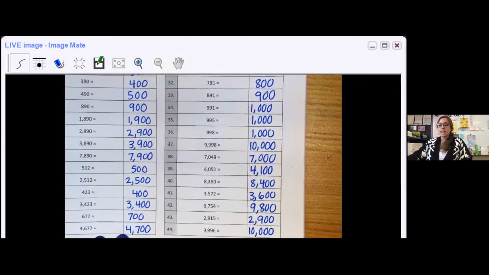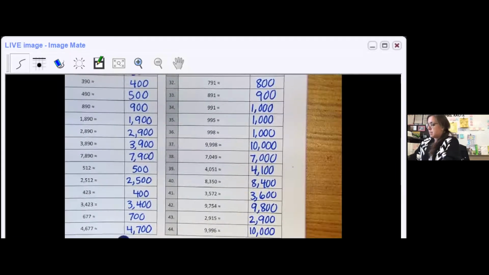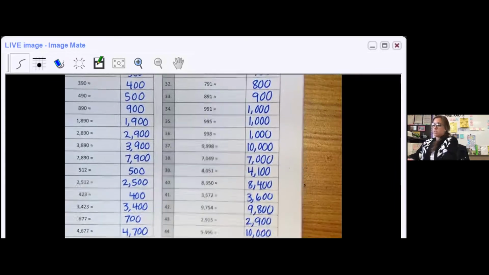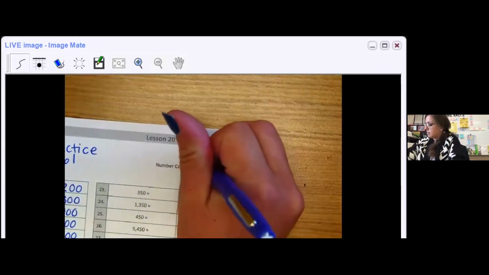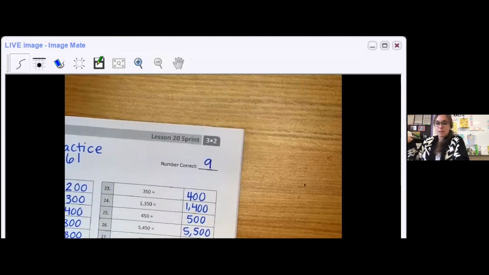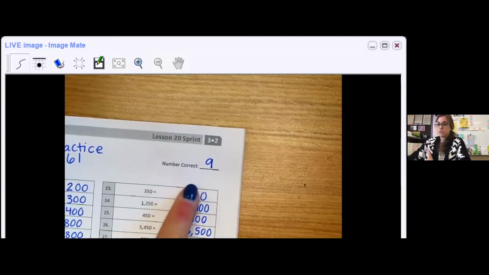So go ahead and count up how many you got right. Maybe this time you only got 9 right. So you would come up here and write 9. And we're going to hope on this second round, you're going to beat that number. Whatever number you wrote down is what you're beating.